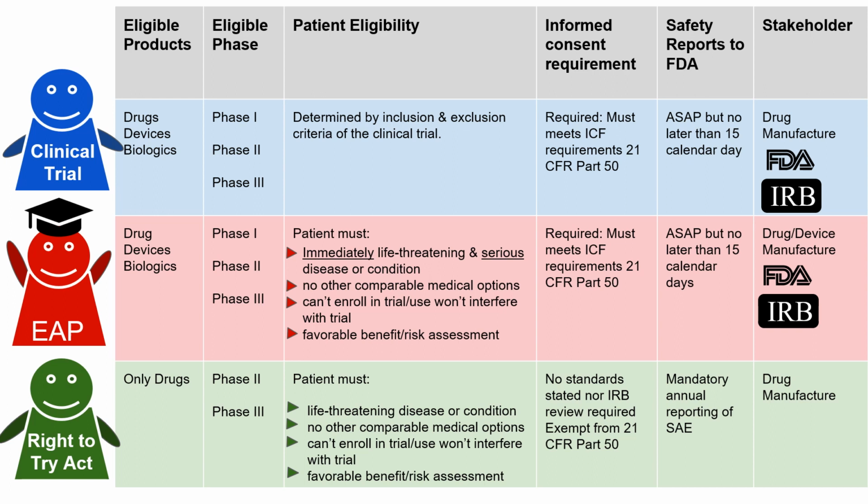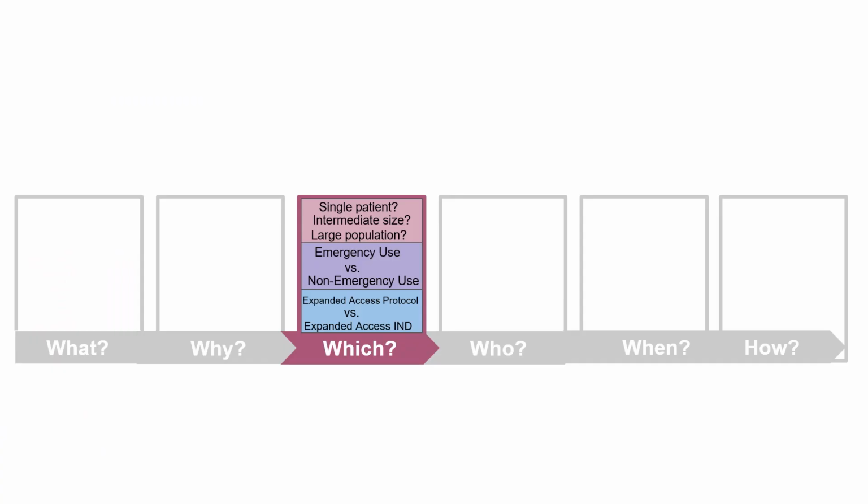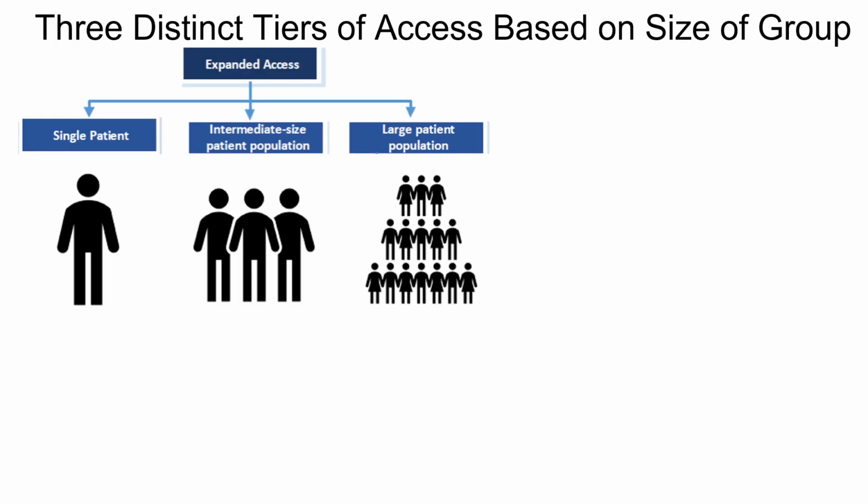So this table summarizes the characteristics of the 3 main pathways of accessing investigational products for you to reference. Now I want to talk about types of expanded access IND. There are different types as well as different categories of expanded access available through FDA. First, there are 3 distinct tiers of expanded access based on size of group: single patient, intermediate size patient population, and large patient population.